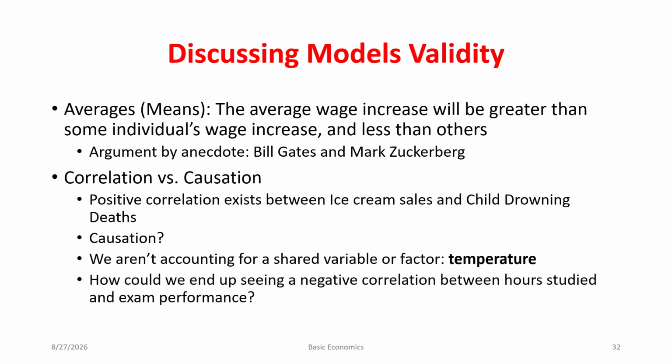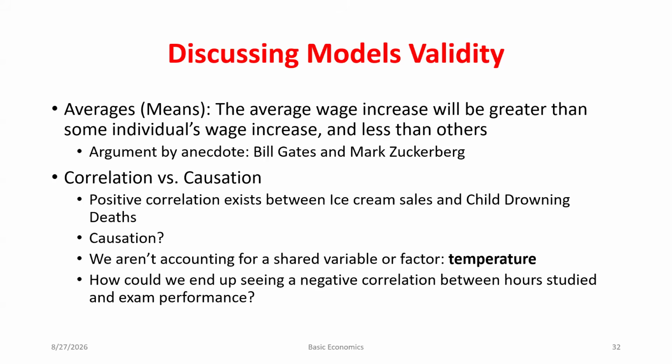Just another example I think it's kind of interesting to start thinking about this is if you look at a lot of data, there's actually a negative correlation between someone's self-reported hours of studying and their exam performance. But let's think about why that's the case. Who is going to need to study? Someone who doesn't understand the concepts in the class.